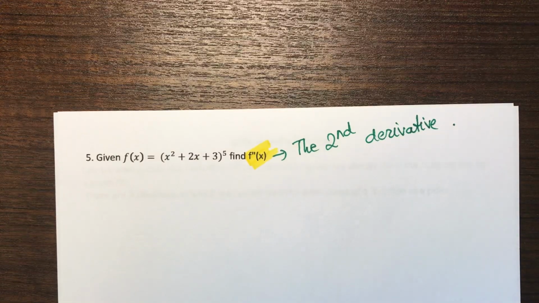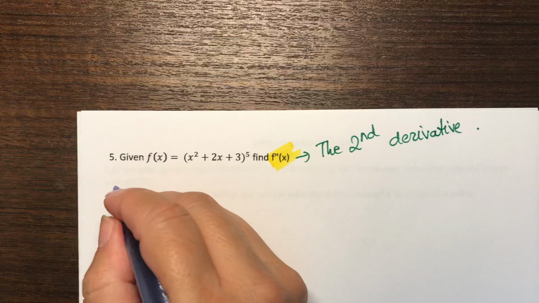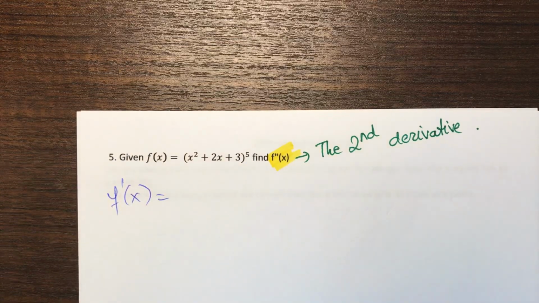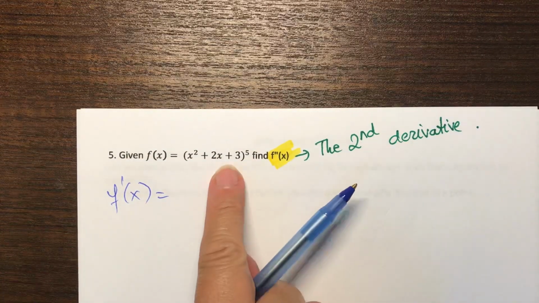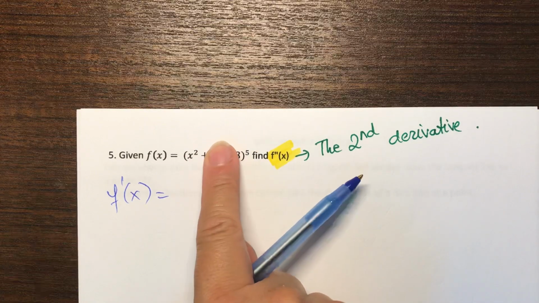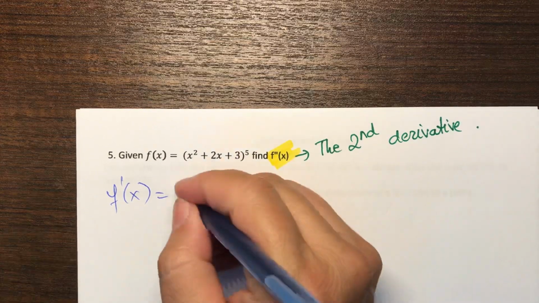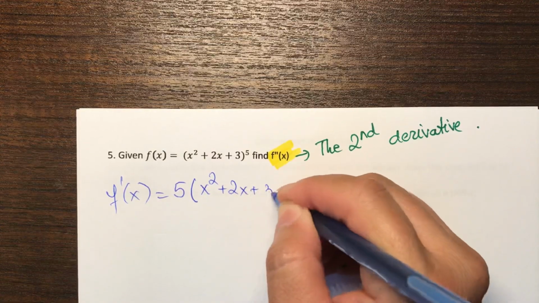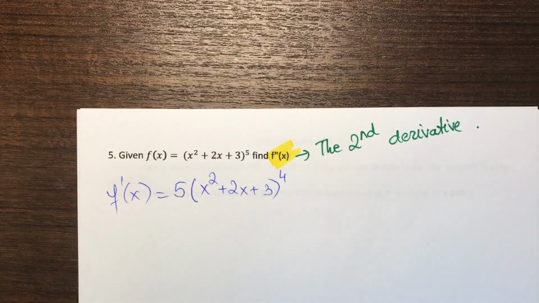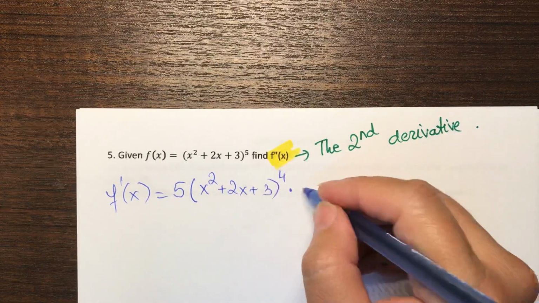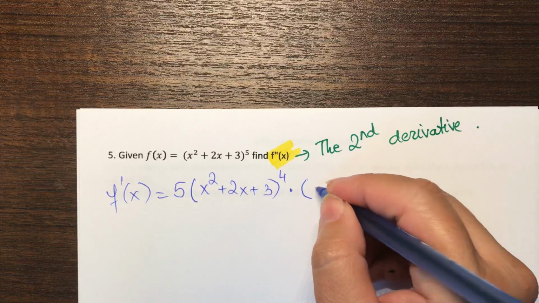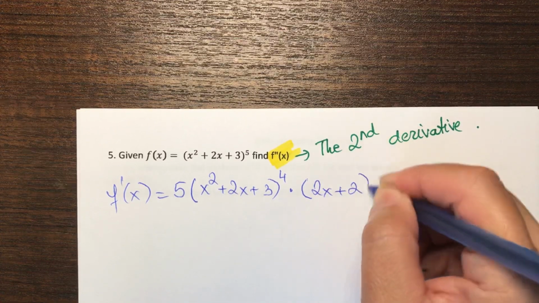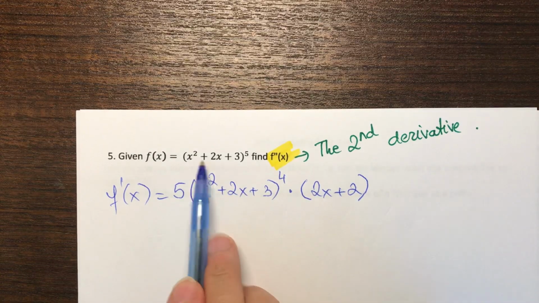Great. Well, to get to the second derivative, I have to start with the first one. So what's the first derivative? Well, it's a composition of 2 functions, yes? An inside and an outside. I'm going to start with the outside exponent. Take care of the outside function, right? So the derivative of something to the 5th power is 5 times that something to the 4th power times, move on and take the derivative of the inside, which is what? 2x plus 2, right? 2x plus 2.